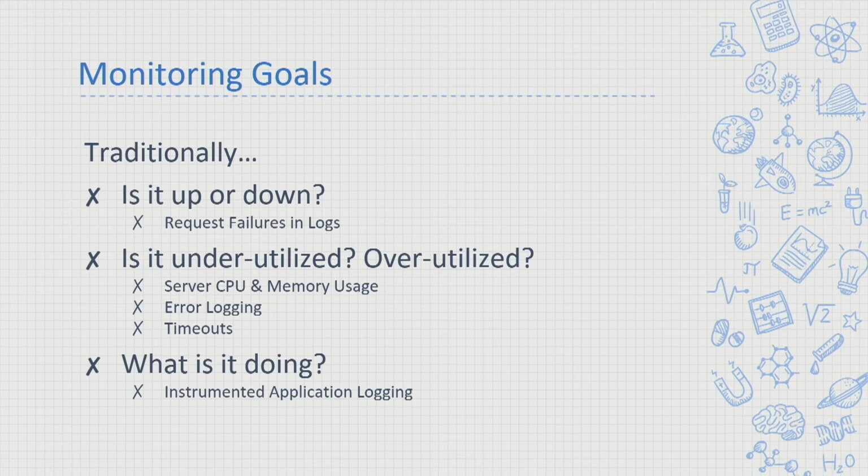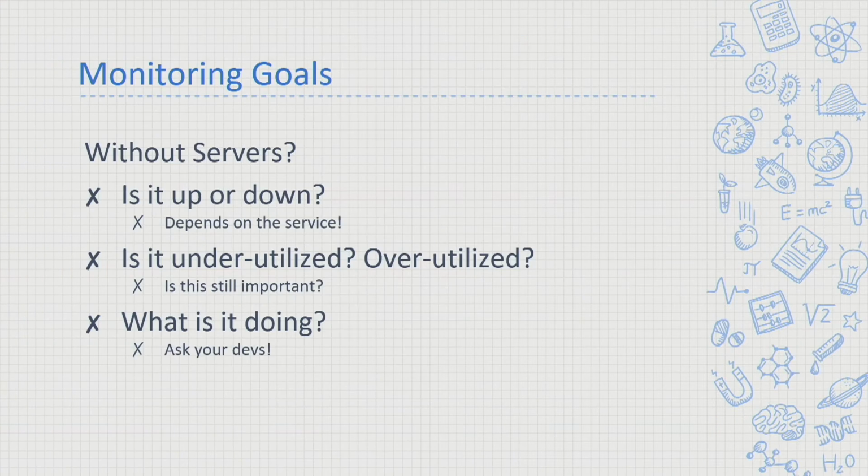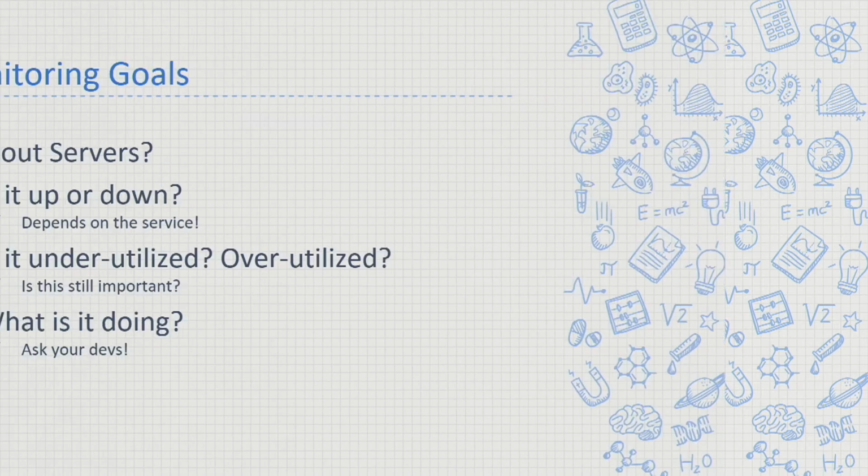So traditionally, all of these logs can be found by bootstrapping a server to dump all of the logs into one place. The request failures, utilization, all of those we can know immediately and know where to find. However, when we do it serverlessly, it ends up going to different places depending on the service. Whether or not it's down, we may not care if it's underutilized anymore, and the only people who end up knowing what it's doing is your devs.